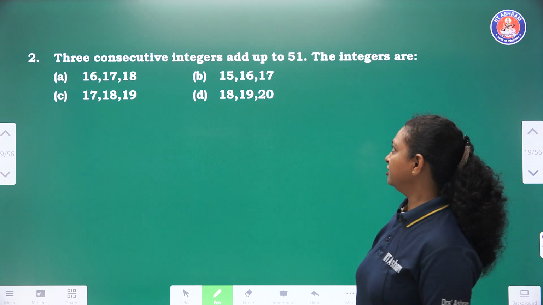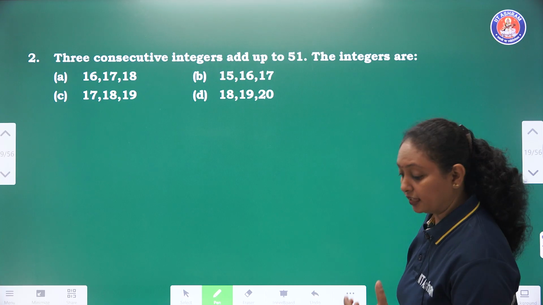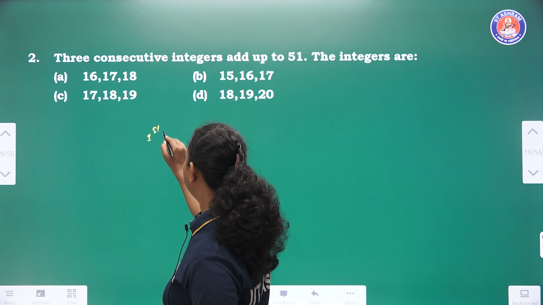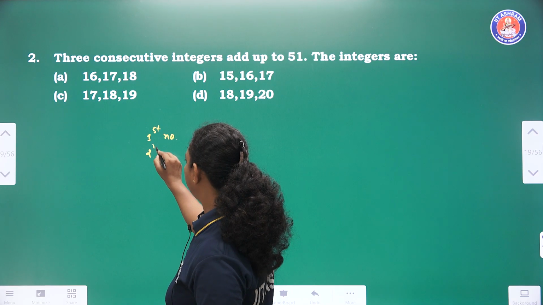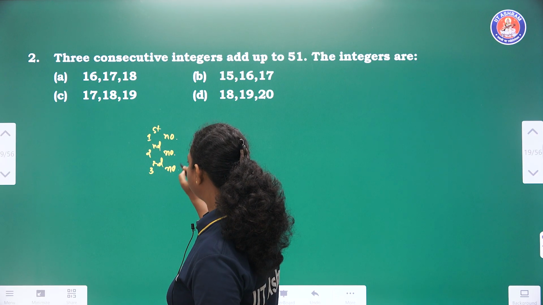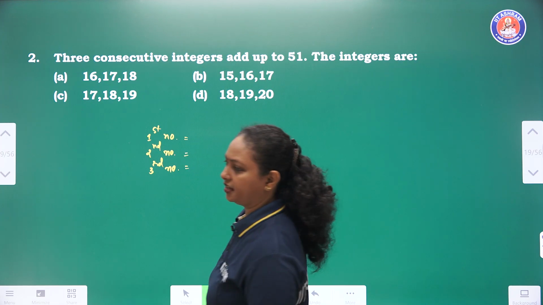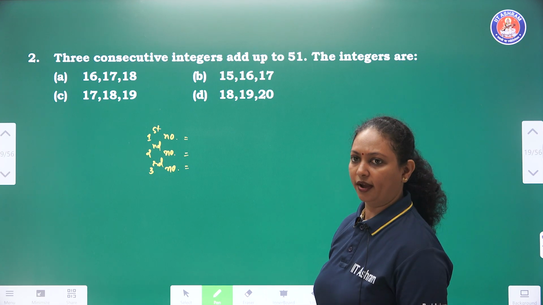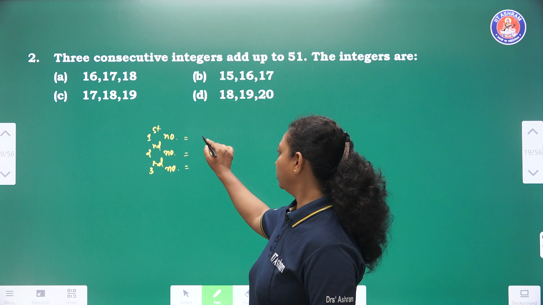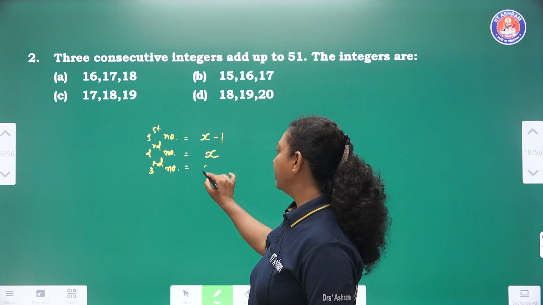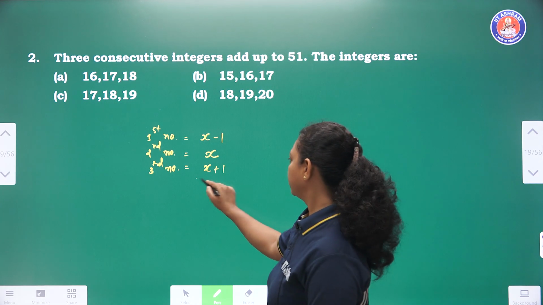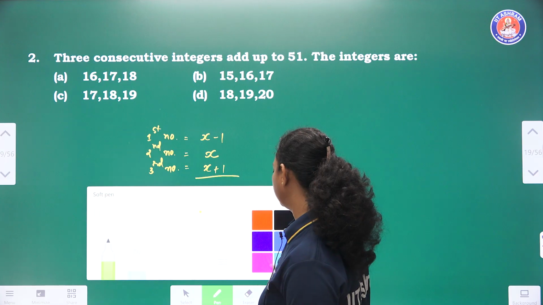3 consecutive integers add up to 51. Consecutive numbers, so 3 numbers are there. Let us assume the first number, second number and third number. As they are consecutive, the difference between these numbers is 1, 1 and 1. So we assume that the second number is x. The first number is 1 less than it and the third number is 1 more than it. When we add these, minus 1 and plus 1 get cancelled out.